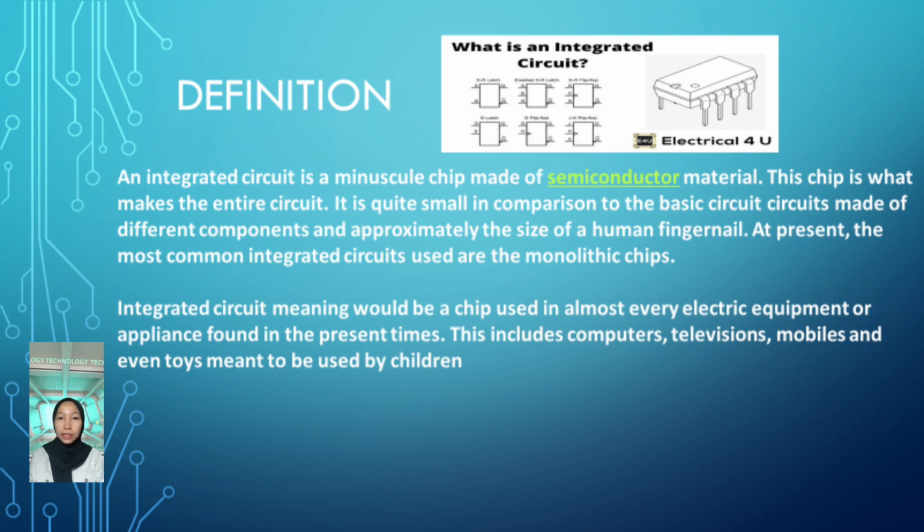At present, the most common integrated circuits used are the monolithic chips. An integrated circuit is a chip used in almost every electric equipment or appliance found in present times. This includes computers, televisions, mobiles, and even toys meant to be used by children.